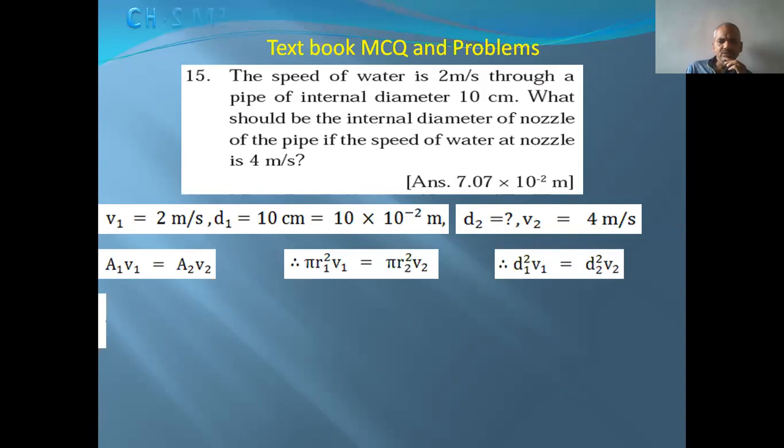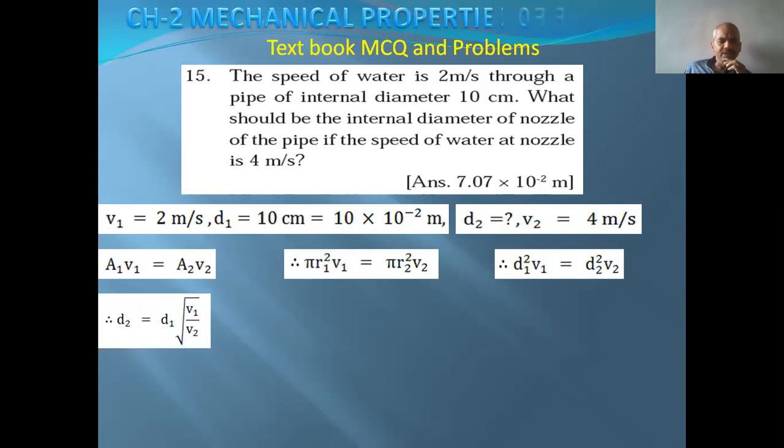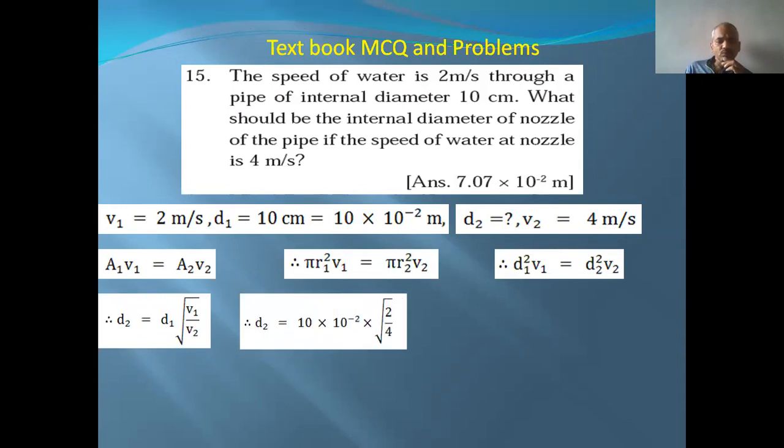From this you get the expression for d2, which is to be calculated, d1 under root of v1 by v2. Just substitute the values for d1, v1 and v2. You can easily calculate the value of d2. 2 by 4 in square root, it is 1 by 4... 1 by 2, it is 0.5.